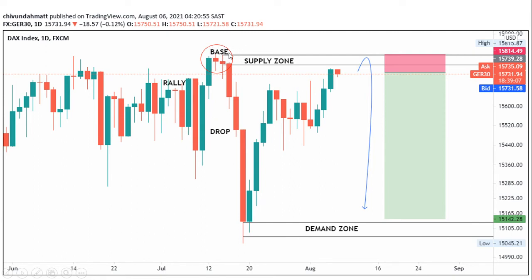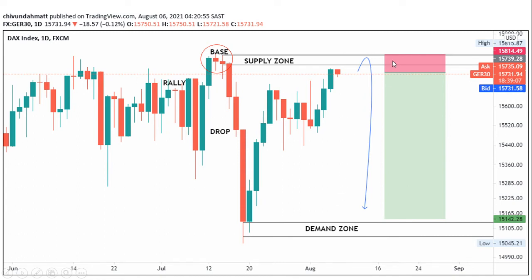After price went up, it consolidated for a little bit and then price dropped. After price dropped, you wait for price to come back to this level, and this is where you sell from. When you sell, your stop loss is going to be above this zone, and the take profit is going to be at the next demand zone, because that's how it is.